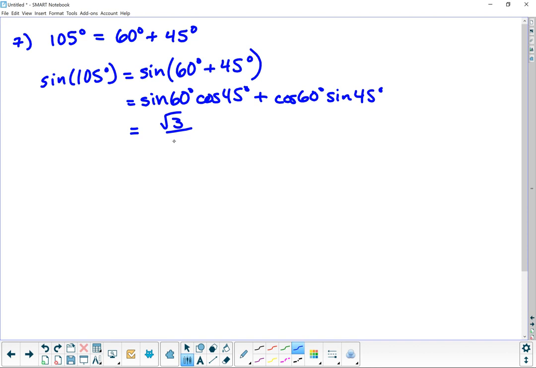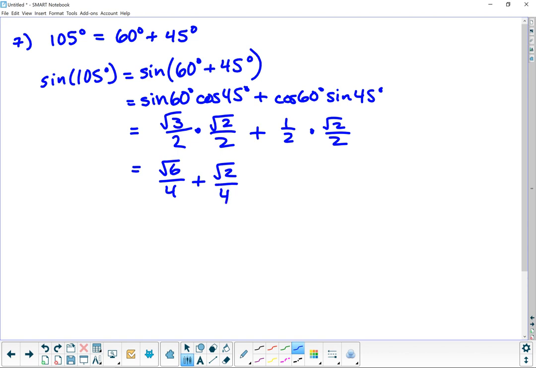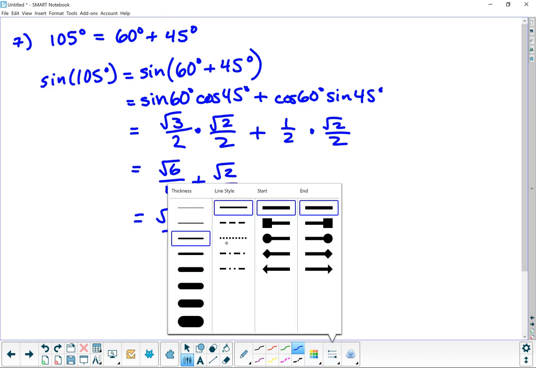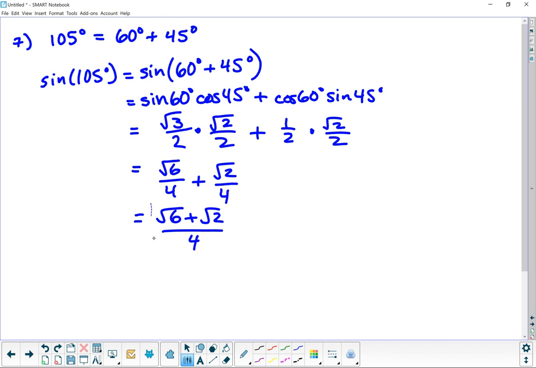Sine of 60 is radical 3 over 2 times cosine of 45 is radical 2 over 2 plus cosine of 60 is 1/2 times sine of 45 is radical 2 over 2. Okay, working that out, you get radical 6 over 4 plus radical 2 over 4. And the total final answer is radical 6 plus radical 2 over 4. That is our final answer.